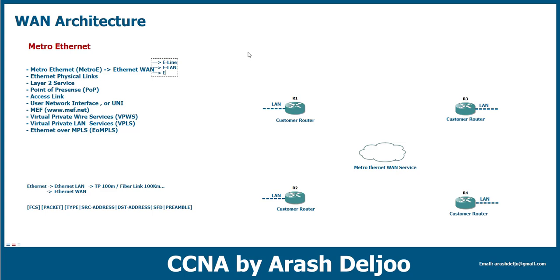is E3. Maybe in some references you will see more than these types, but for this class I'm going to talk about only E-line, E-LAN, and also E3. Actually, E-line is the point-to-point Ethernet WAN.